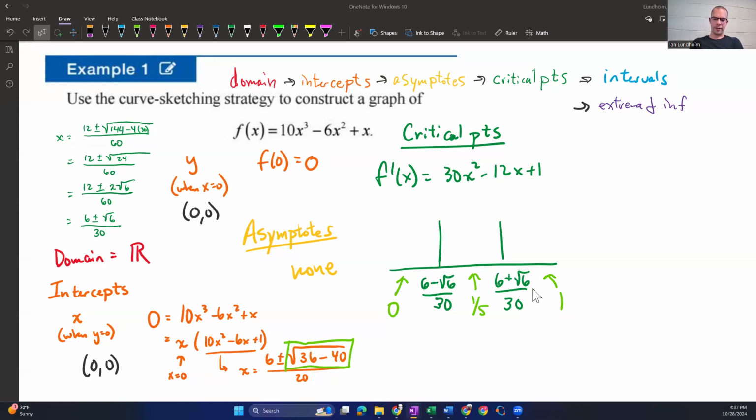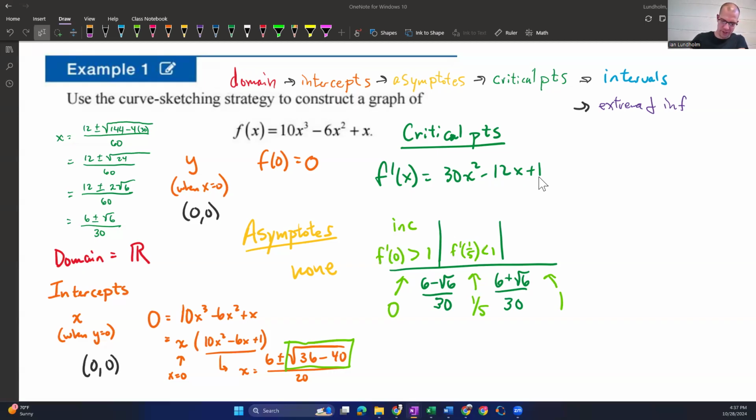So if we look at this, f prime of 0. Well, this would be 0, this would be 0, this would be 1. So this is greater than 0. That means that we're increasing on this interval. If I do f prime of 1/5, this would be 30 over 25, this would be 12 over 5, and this would be 1. I believe we're going to be negative.